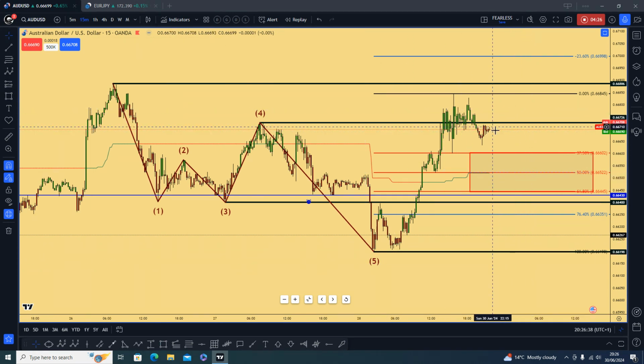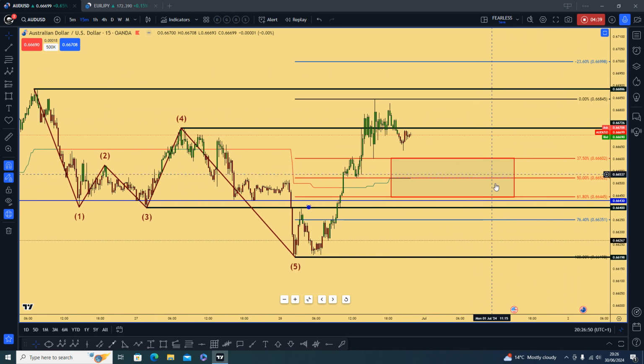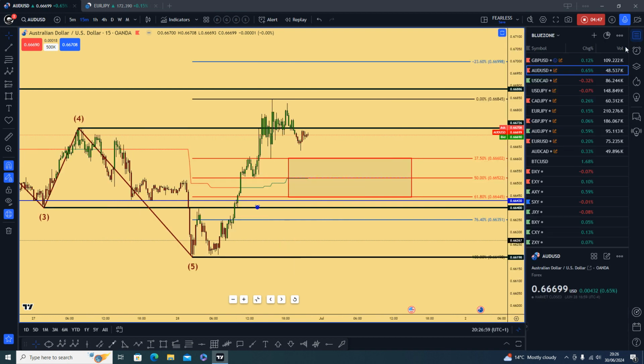Play is, we want to wait for price to retrace back into the buy zone. Looking for a manipulation of the low inside there, then we can buy, looking to take out the high of 66.88. That is the Australian dollar, US dollar.